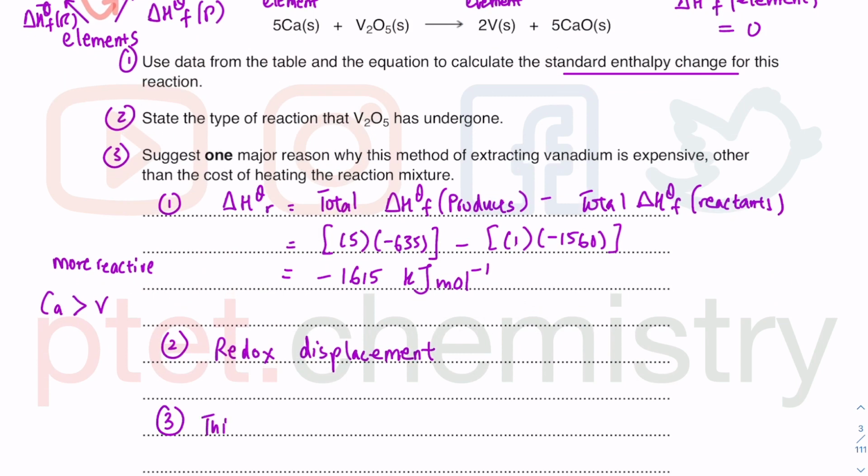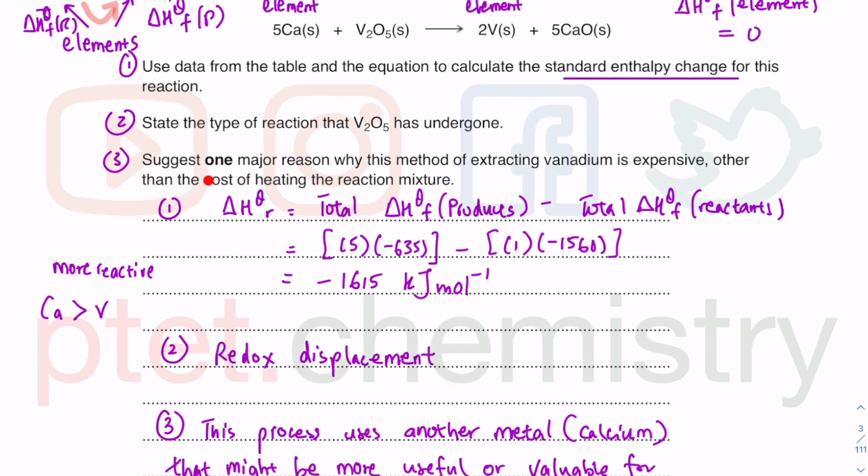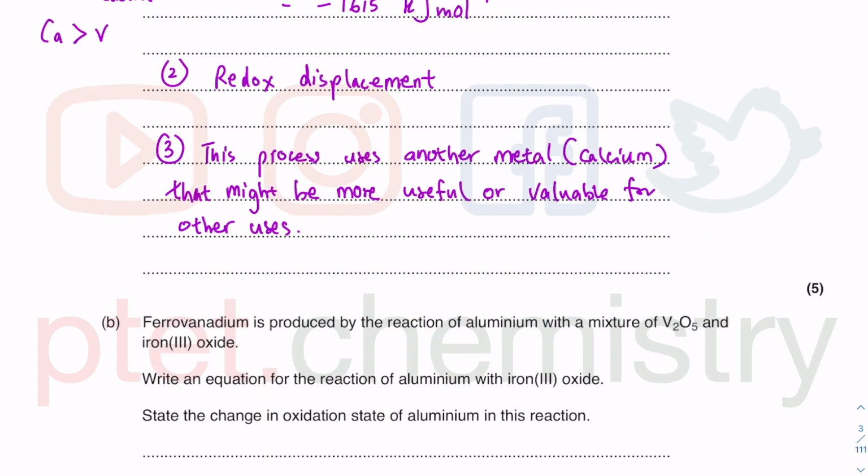So this process uses another metal, which is calcium, that might be more useful or valuable for other purposes or for other users. Because, well, that's what comes to mind. But if you have other sensible explanations, I'm sure it's alright for a suggestive kind of question there.